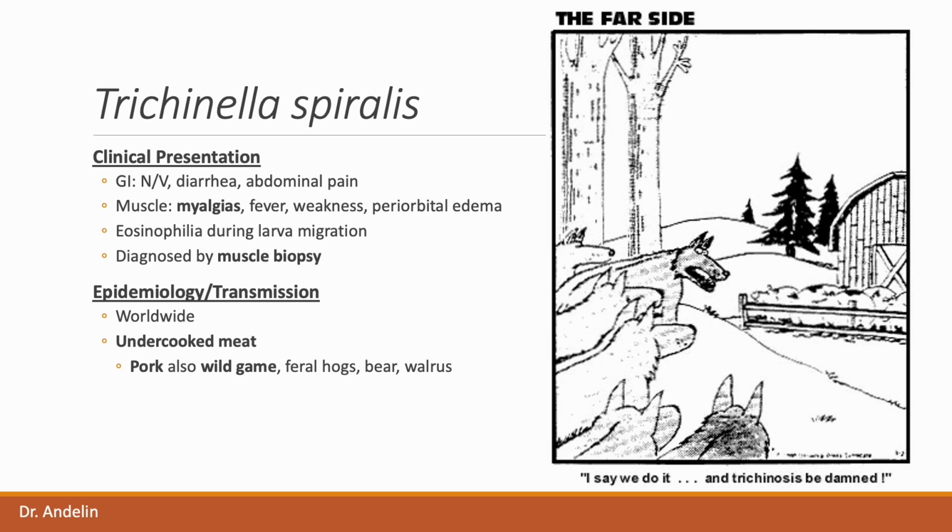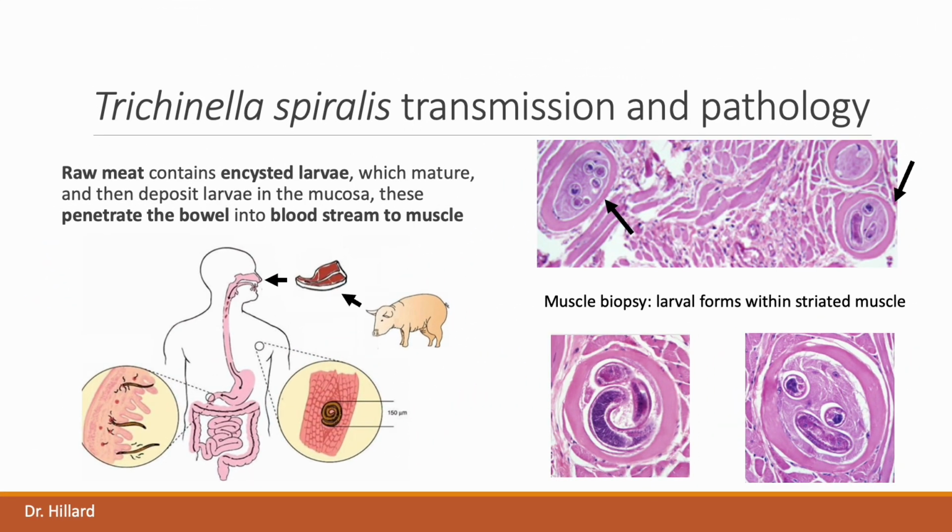This can occur worldwide and is transmitted through ingestion of undercooked meats of animals that are infected by trichinella. As this Far Side comic alludes, pork is a classic source of trichinella, but it can also occur from wild game, of course including feral hogs, but also bear and walrus. Transmission of Trichinella species, including Trichinella spiralis, involves eating raw meat from contaminated animals, which contain encysted larvae.